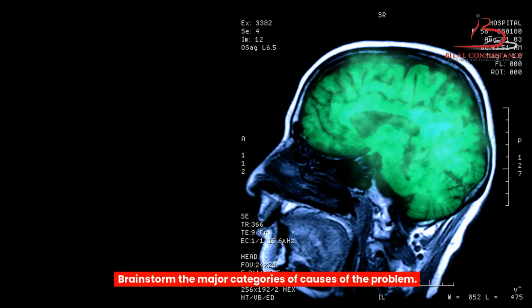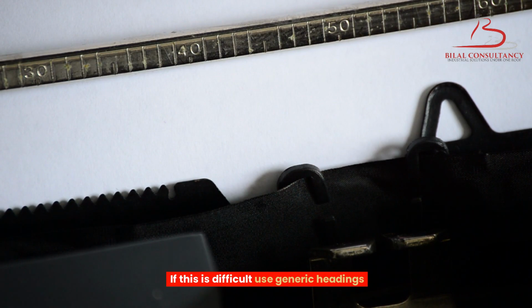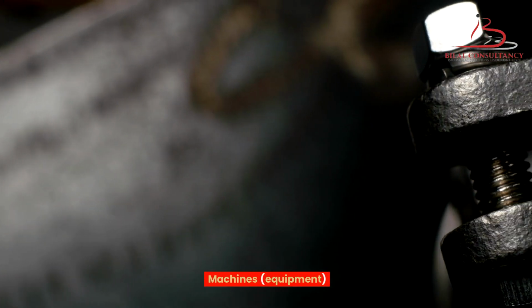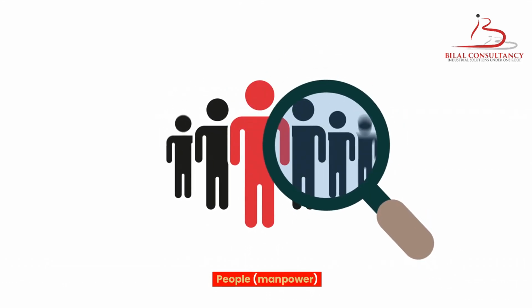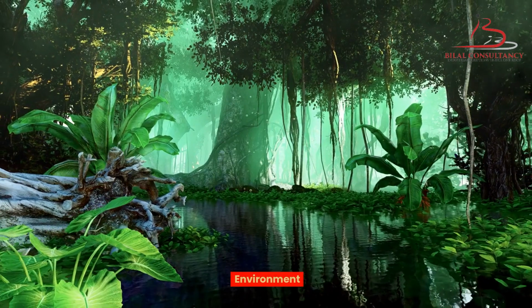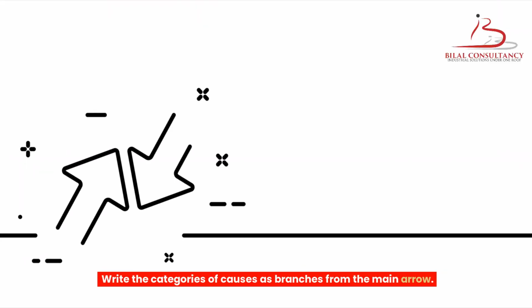Brainstorm the major categories of causes of the problem. If this is difficult, use generic headings: Methods, Machines (equipment), People (manpower), Materials, Measurement, Environment. Write the categories of causes as branches from the main arrow.